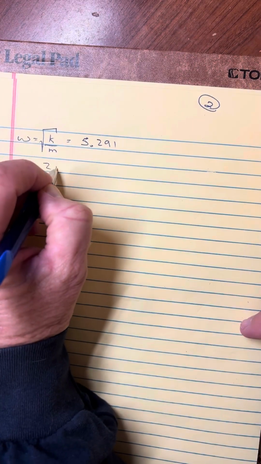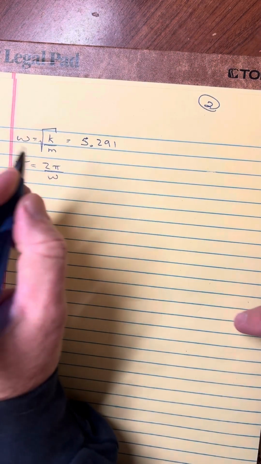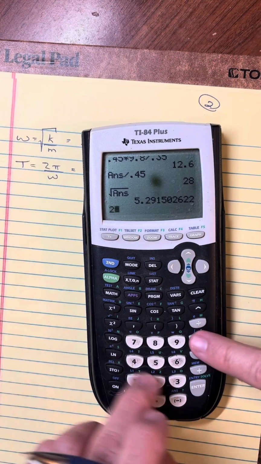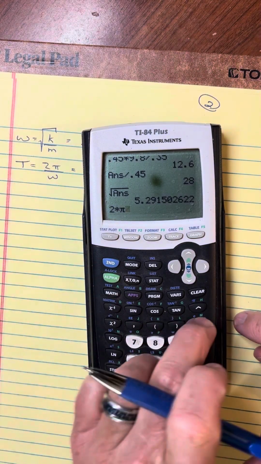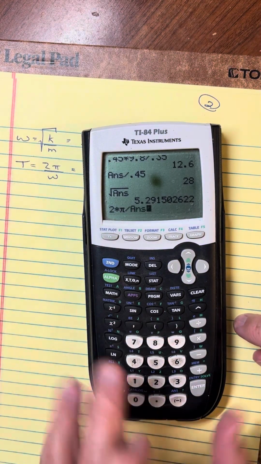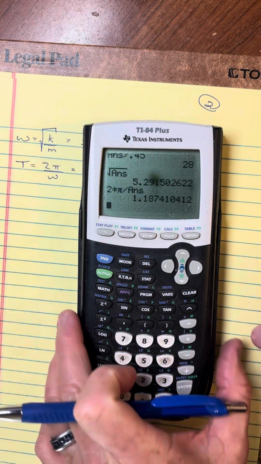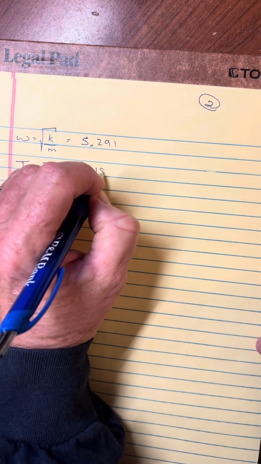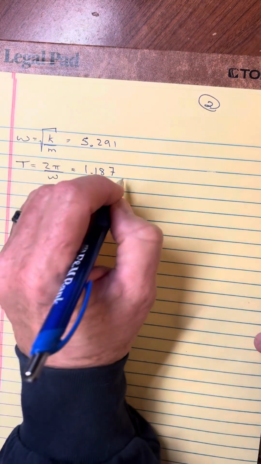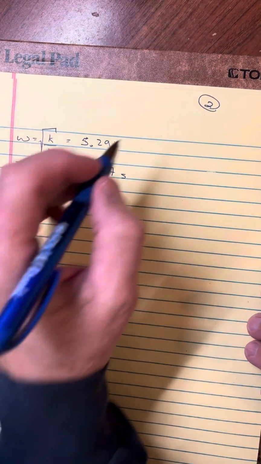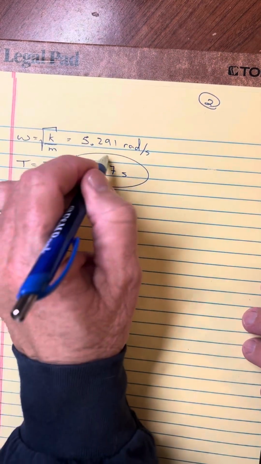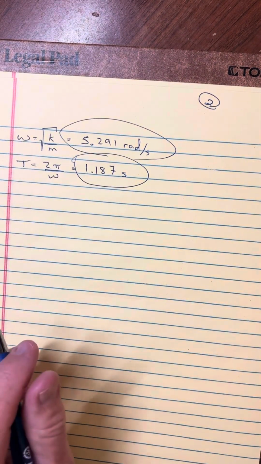I suppose, because I'm kind of looking ahead, they ask about oscillations in a period of time, I might ask for the period here. How much time does it take to go back and forth? So let me do 2 pi divided by omega, and I get about 1.187 seconds. And this would be radians per second for angular speed. But here is the angular frequency.